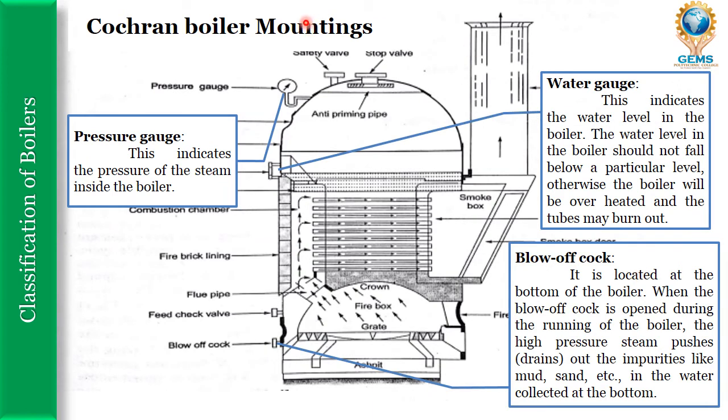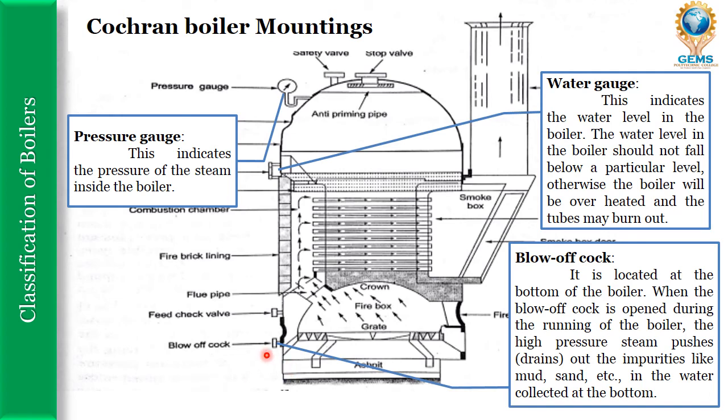And some Cochran boiler mountings, some of the boiler mountings we are going to see especially for the Cochran boiler. First one is the water gauge. This indicates the water level in the boiler. The water level in the boiler should not fall below a particular level, otherwise the boiler will be overheated and the tubes may burn out. So much consideration is needed to check the water level. It must not go below the limit, or otherwise the boiler tubes will get burned out.